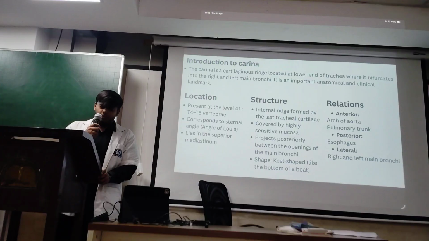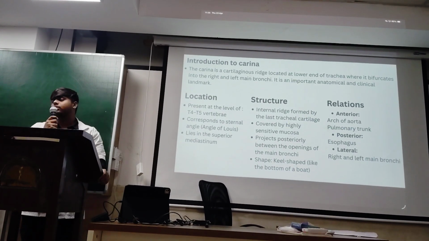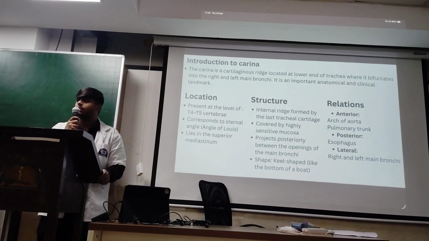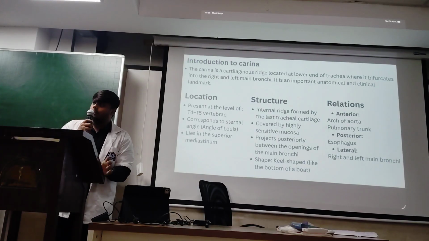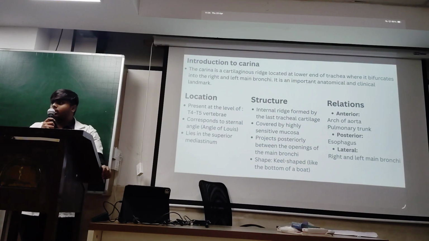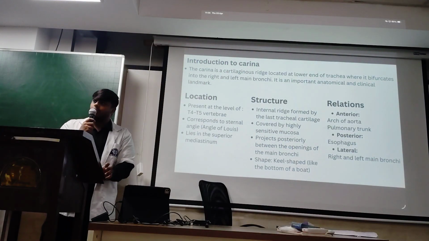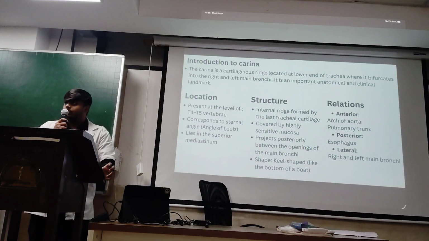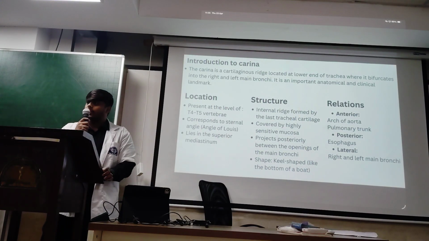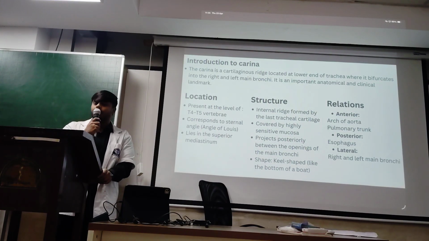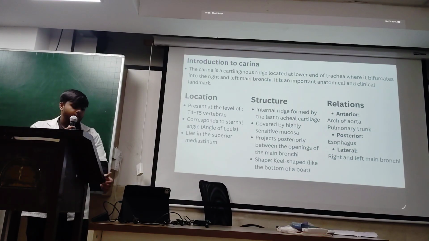And if we talk about the arterial supply of the carina, it is the bronchial arteries, that is the branch of the thoracic aorta. And the venous drainage is into the bronchial veins, which are further drained into the azygos vein on the right side and the hemiazygos or the accessory hemiazygos vein on the left side.